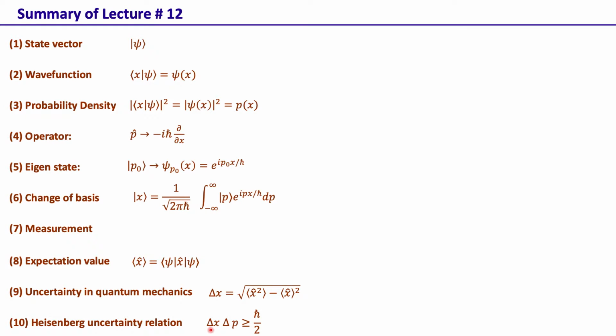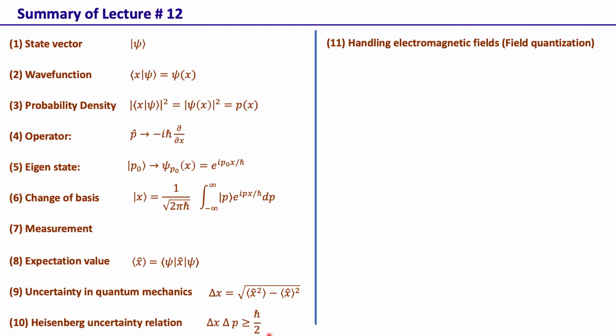So if we know the position very accurately, we cannot have very accurate information about momentum, to the extent that the product of the uncertainties has to follow this inequality, which says delta x delta p is greater than or equal to h bar by 2. We have a similar uncertainty relation whenever there is any pair of conjugate variables. So we have a similar uncertainty relation for time and energy, as well as angle and orbital angular momentum.